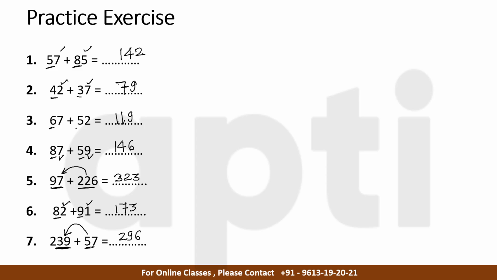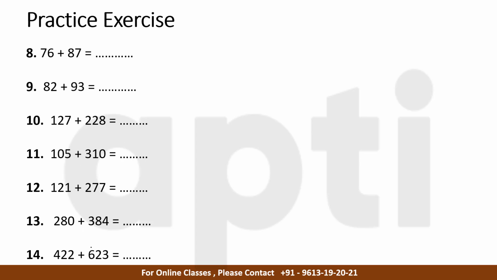Okay, it's very simple, right? Now please let's come to the next question. Okay, 70 and 80. 70, 80 is 150 and 7 plus 6 is 13, right? So 150 plus 13 is 163. Now this is 80 plus 90 is 170, 170 and 3 to 5, so 175.